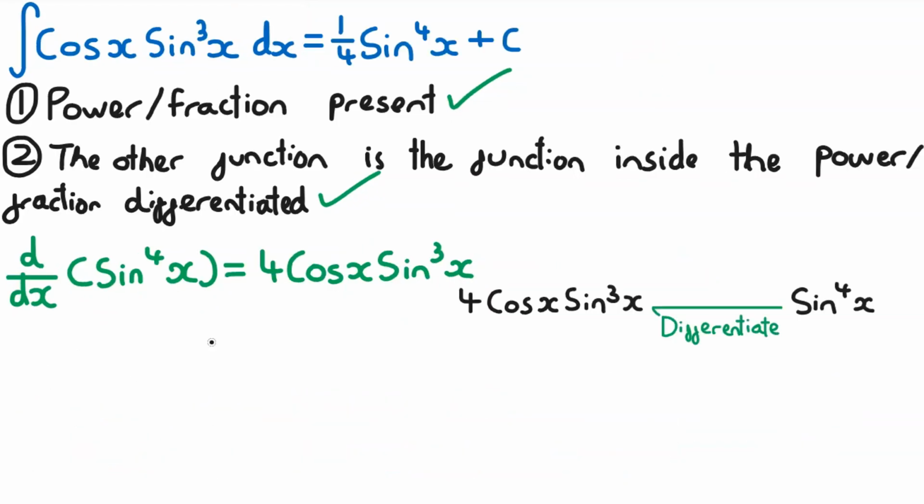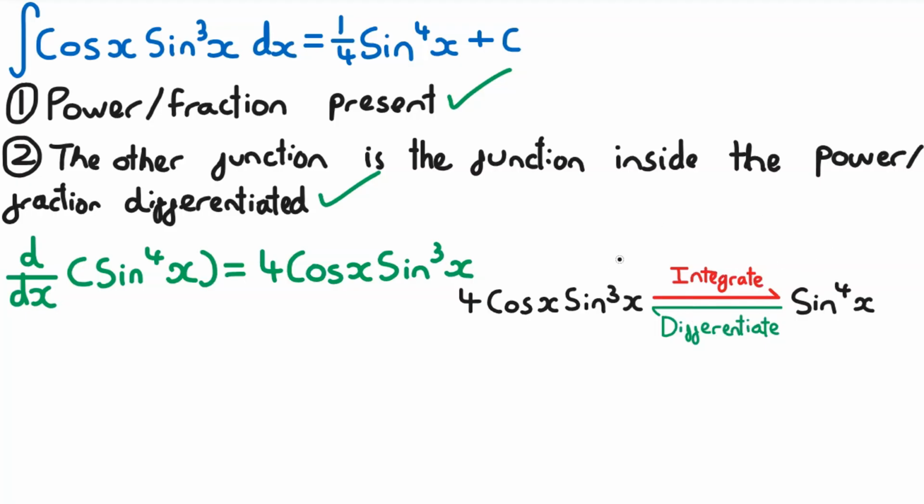Okay, so what we've done here is we've differentiated sin to the power of 4x to 4 cos x sin to the power of 3x. And something we've talked about already in year 2 integration is that integration and differentiation are the opposite of each other. So if we integrate this 4 cos x sin cubed x, it will bring us back to this sin to the power of 4x. Integration and differentiation essentially work like a cycle.